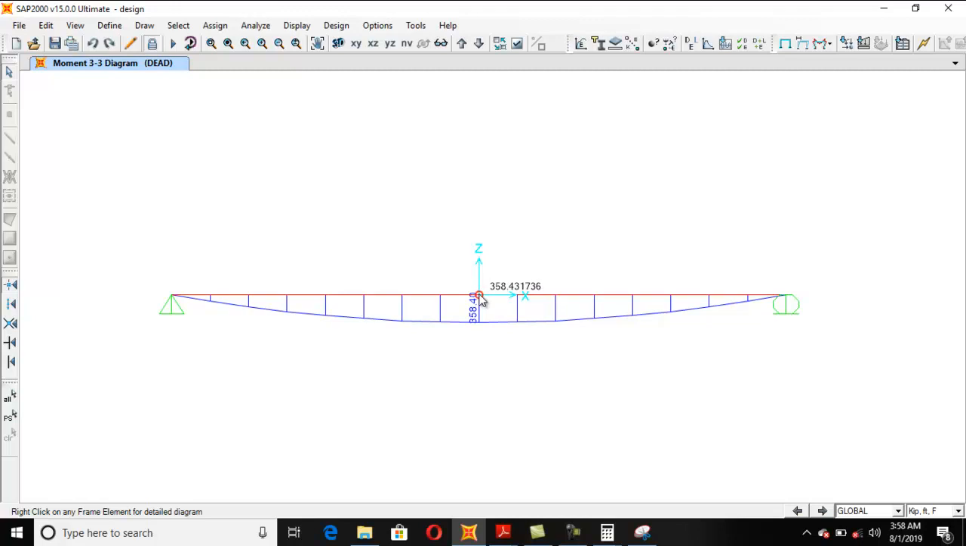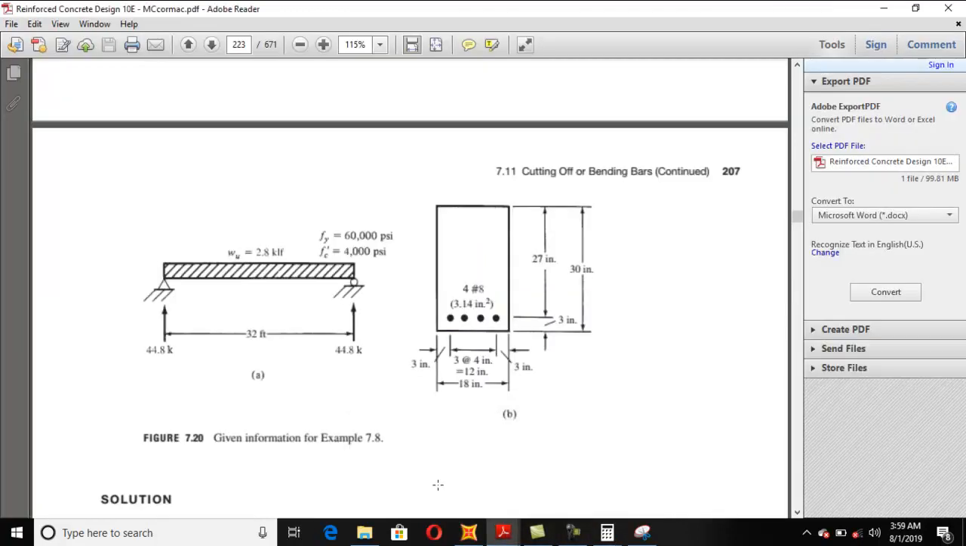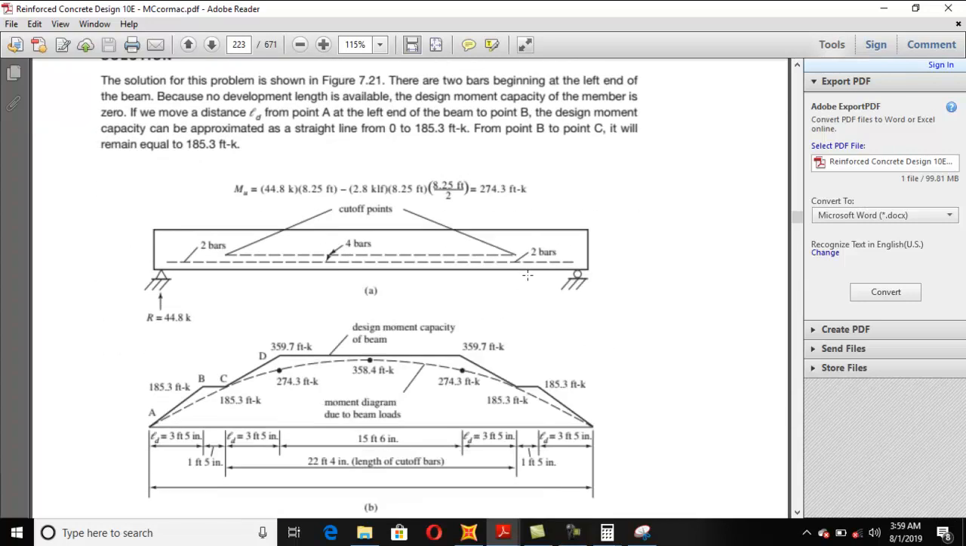Clear? Now, if this is the design moment, then what do you need to draw? You need to draw basically the moment capacity envelope. The moment capacity envelope is a kind of moment diagram.